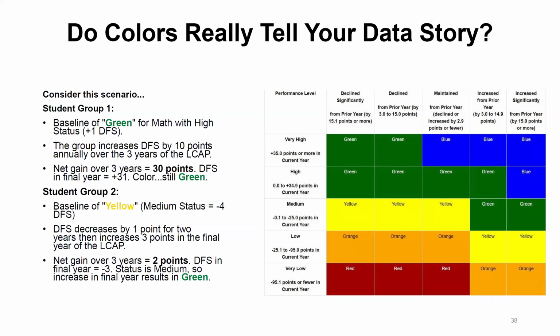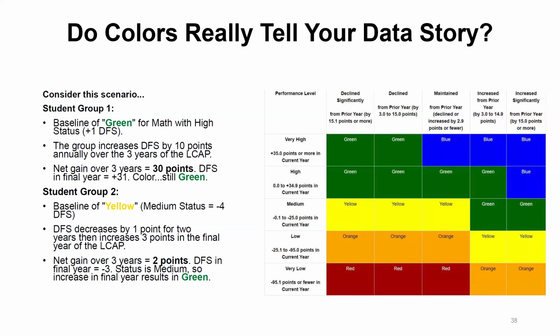Minus three, which is putting them still in the medium category, but because they grew 3 points in the final year, now they end up in the green category as well. So the difference between the two groups is pretty large, right? But they're both going to be green. So this is not to say that the growth that's achieved in that final year wouldn't be helpful, but it really doesn't tell the whole story. In fact, it's probably not telling the whole story of the incredible increases that you would want to emphasize by sticking with green. This would be my big case.